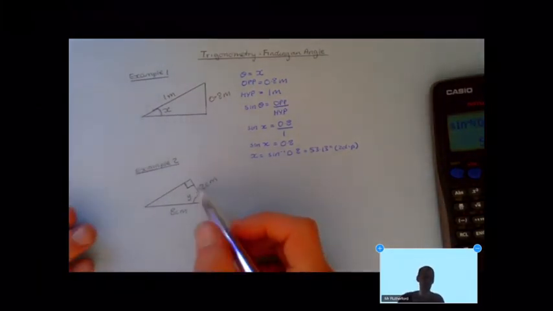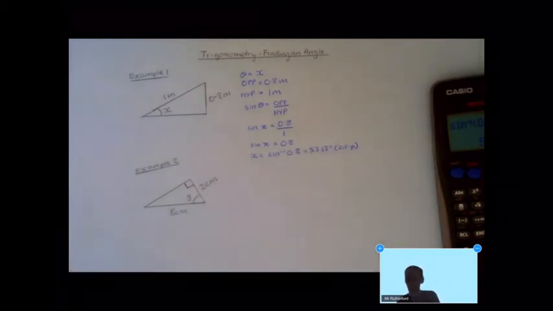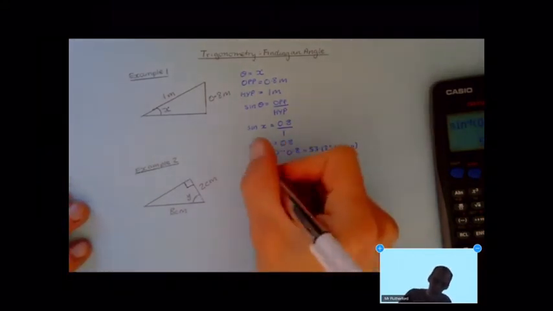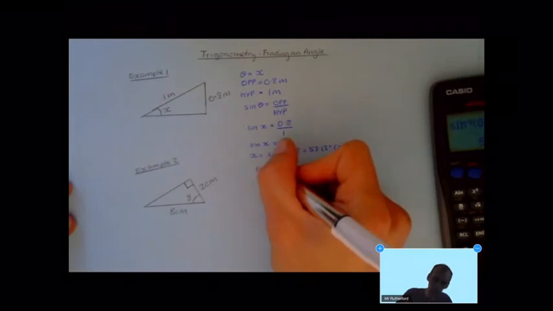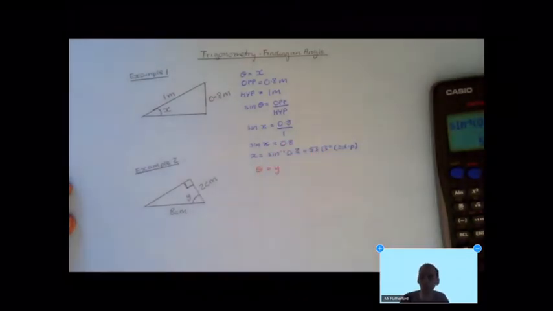So here we have got an unknown angle again. I'll do this in a different colour. So we have got theta is equal to y.